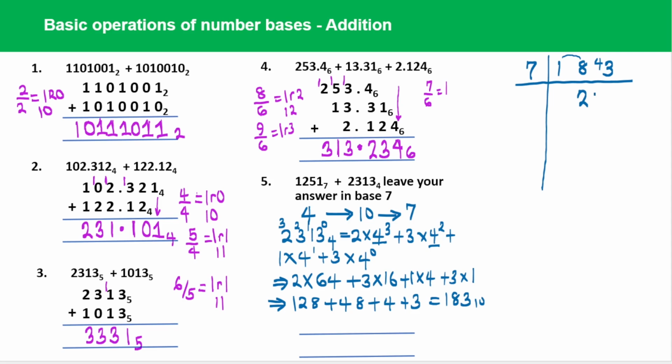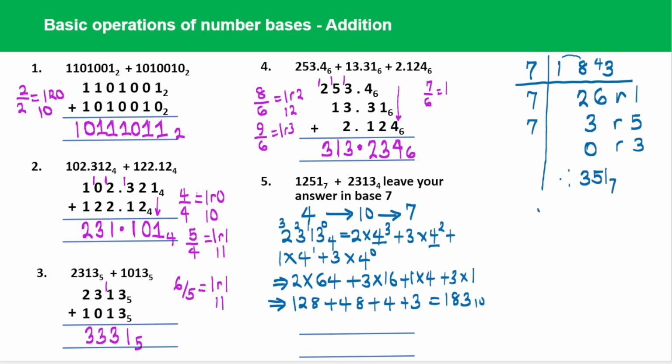7 in 43, that is 6. So we have a remainder of 1. 7 in 26, that is 3. 7 times 3 is 21. 26 minus 21 will give us a remainder of 5. 7 in 3 is 0, remainder 3. Since this 3 was not divided, we move it here as our final remainder. Therefore, our final answer in base 7 is 351.